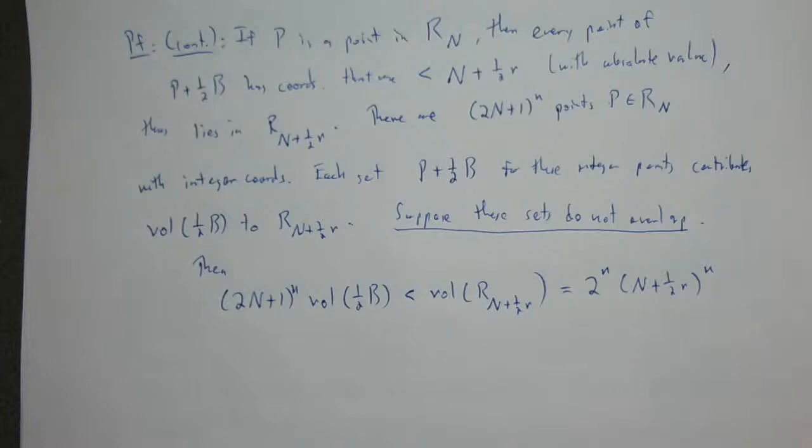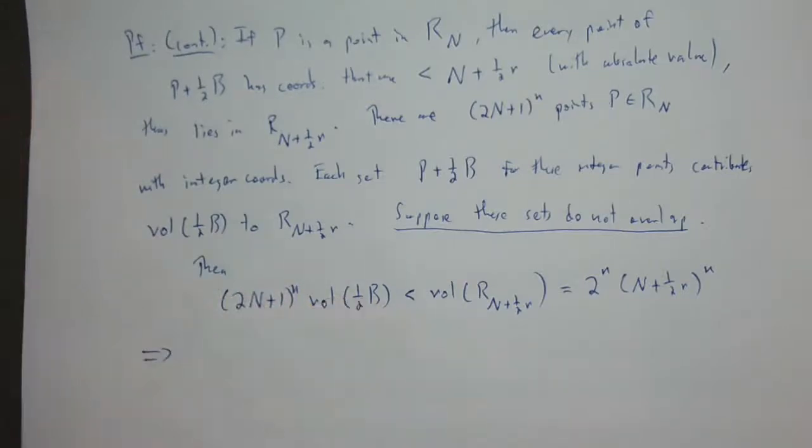Think about this. This is just a big box in R^n, so we can actually compute exactly what this volume is, directly from the parameter. Normally this would be 2 to the n times big N to the n. But because this parameter big N has been replaced with big N plus 1/2 r, this is 2 to the n times (N plus 1/2 r) to the little n. And so this is the inequality we have.